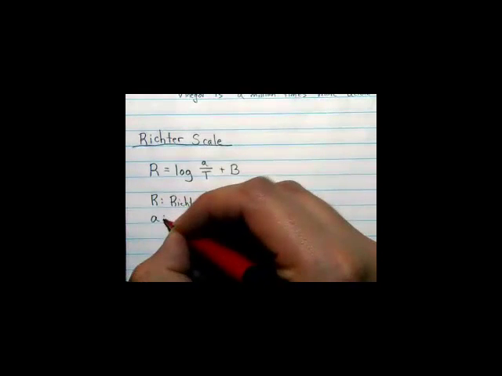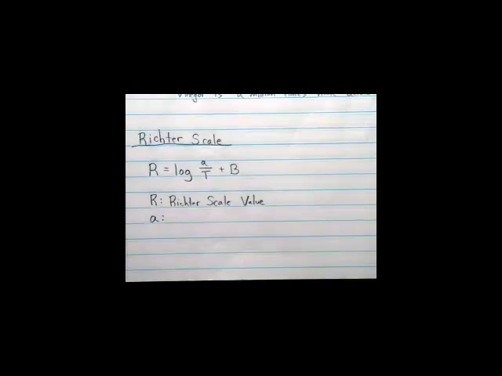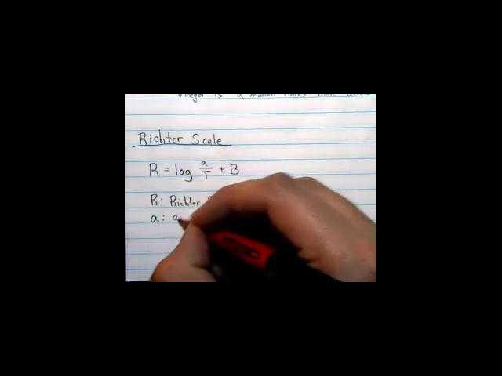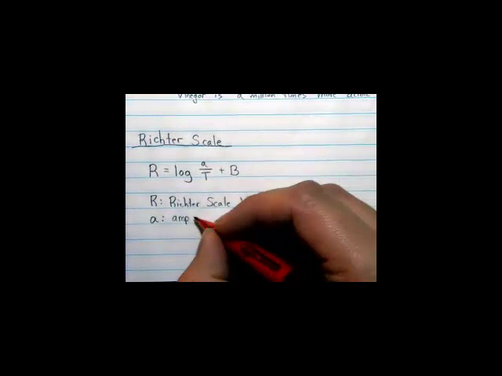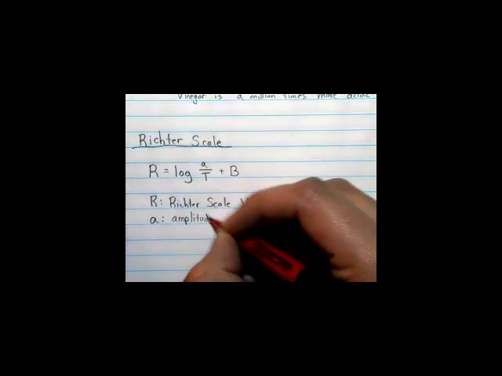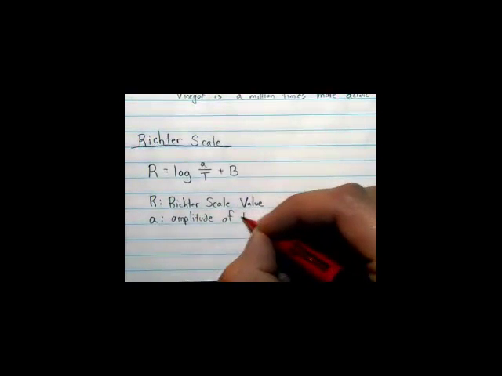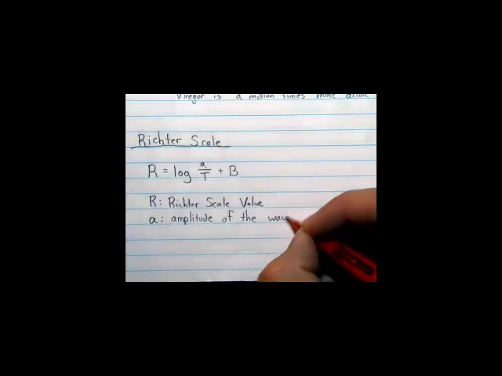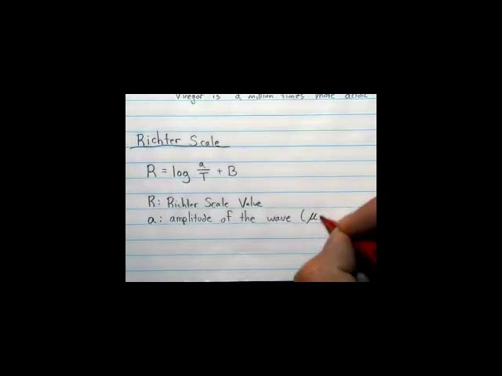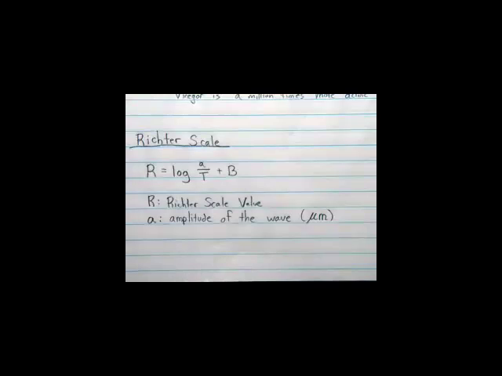The A is, I believe, the amplitude. Yep, amplitude of the wave created by the earthquake. And it's always given in μm. Anybody know what that is? What unit that is with the μm? No? Okay, it's all right. It's micrometers.